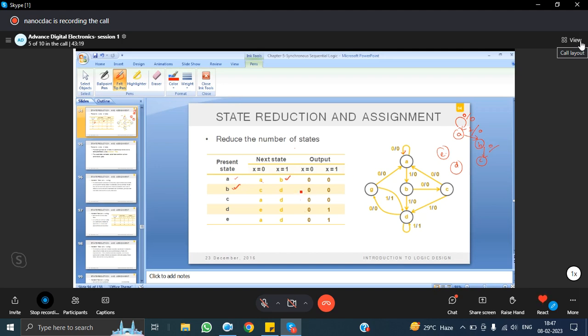Okay, the output will be equal to 0. So x is equal to 1, then what is the next state? From B it is D. X is equal to 1, the output will be 0.